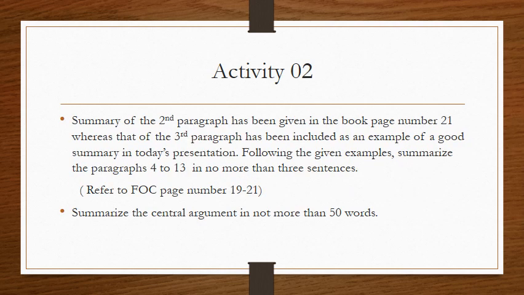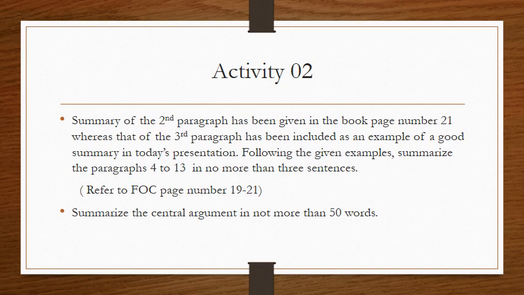Activity number 2. Summary of the second paragraph has been given in the book, page number 21, whereas that of the third paragraph has been included as an example of a good summary in today's presentation. Following the given examples, summarize the paragraphs 4 to 13 in no more than 3 sentences. Refer to your textbook Focus on Comprehension, page number 19 to 21. Summarize the central argument in not more than 50 words.